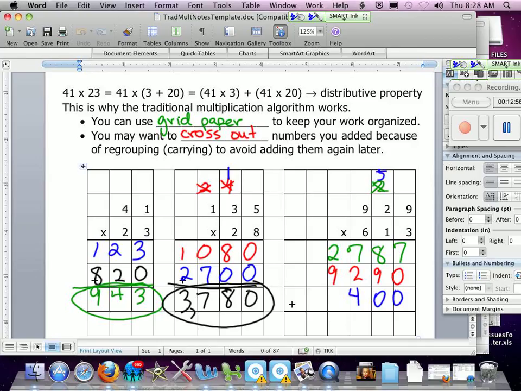I don't like that. 54, so I put the 4 down, carry the 5. Now I got 6 times 2 plus that 5. 17. So I'm going to put the 7 down. I'm going to carry the 1. And out of habit, I crossed off that 5 even though I don't have any more digits I'm going to be dealing with. Now I'm going to want 6 times 9 plus the 1.